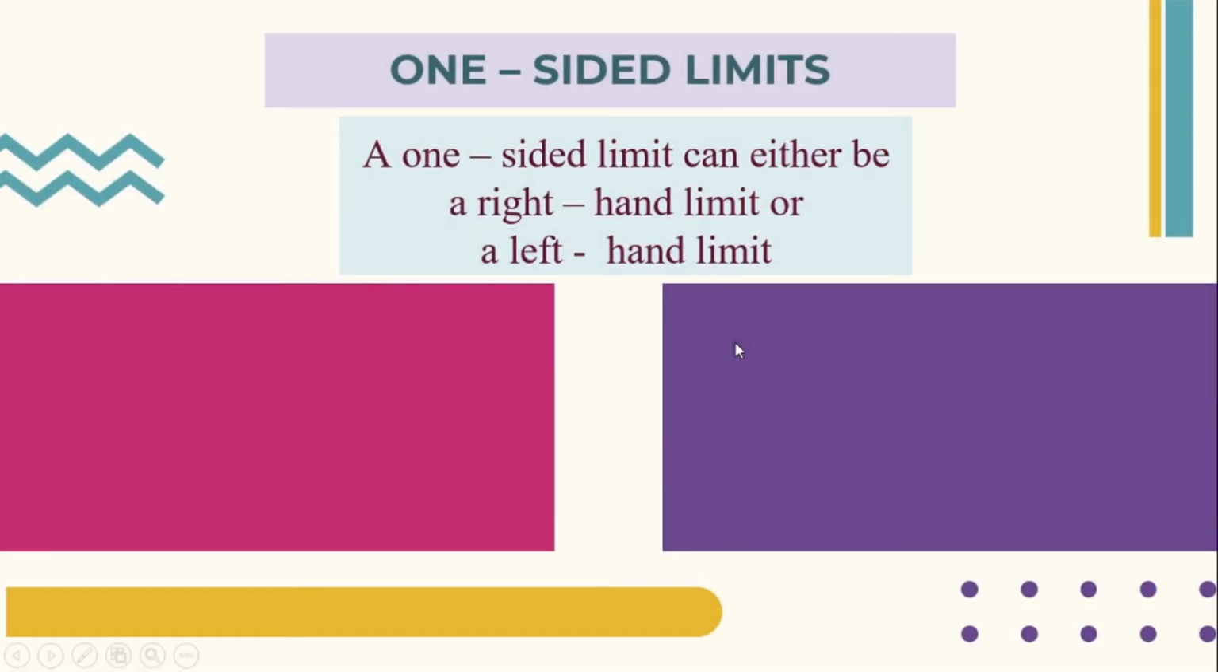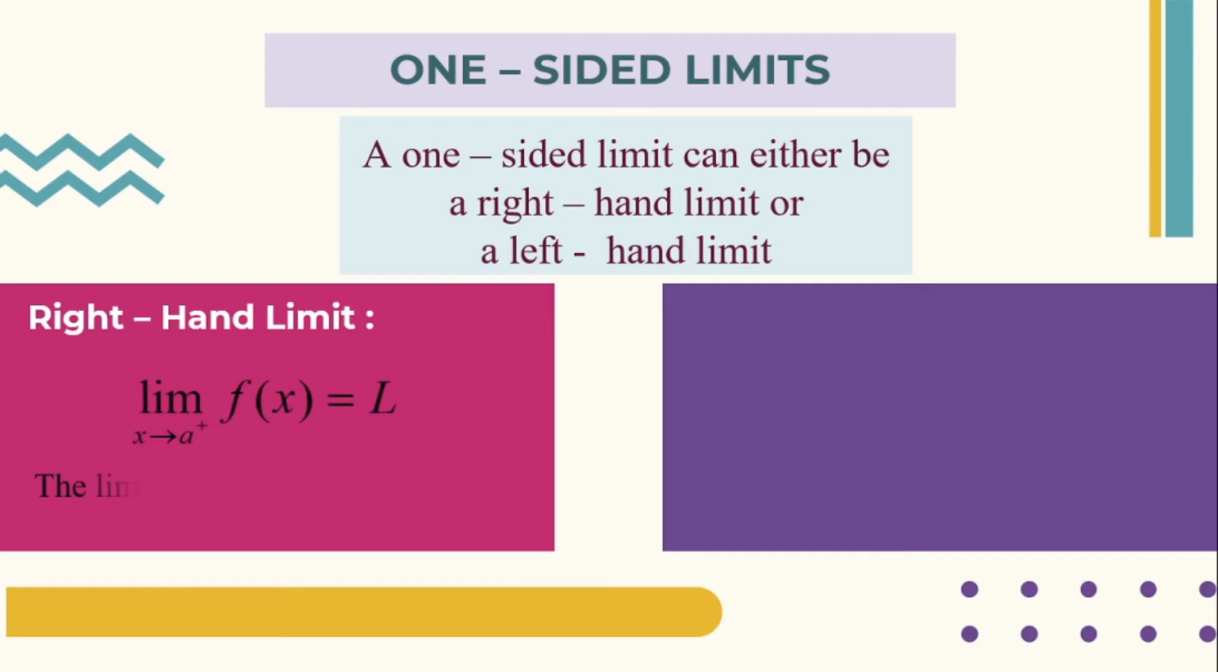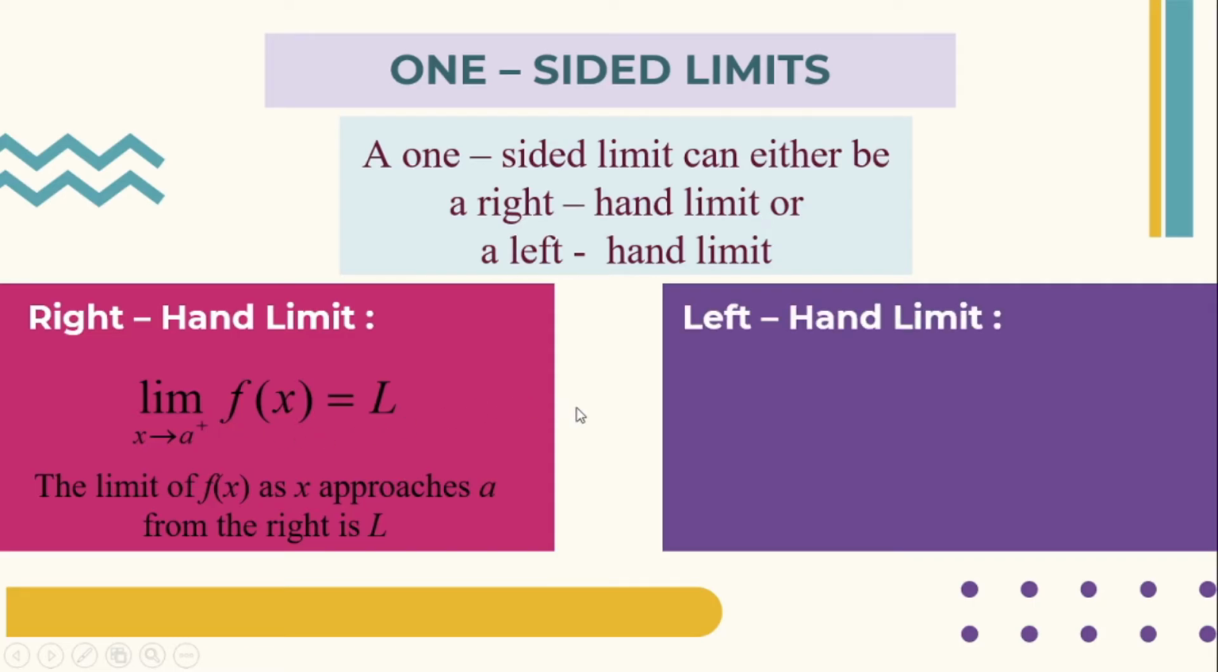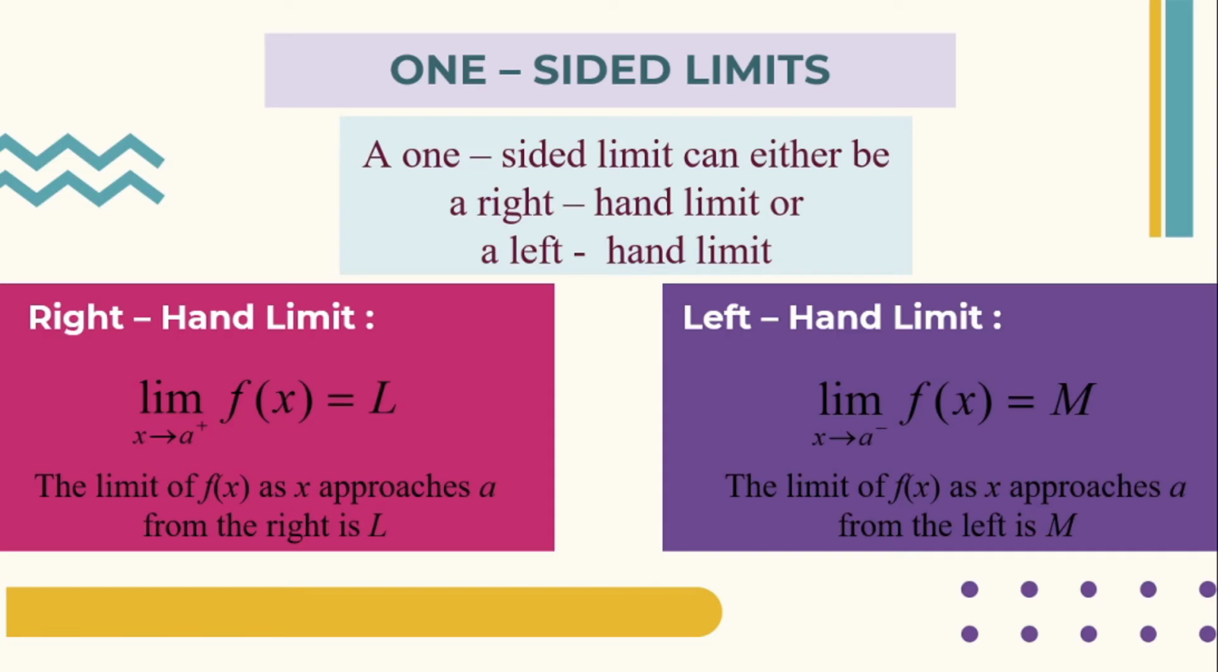Therefore, a one-sided limit can either be a right-hand limit or a left-hand limit. The right-hand limit can be written as shown and read as the limit of f(x) as x approaches a from the right is L. Please take note, the plus sign here indicates that it is from the right, while the left-hand limit can be written as shown and read as the limit of f(x) as x approaches a from the left is M. Note that the minus sign here shows it is from the left.